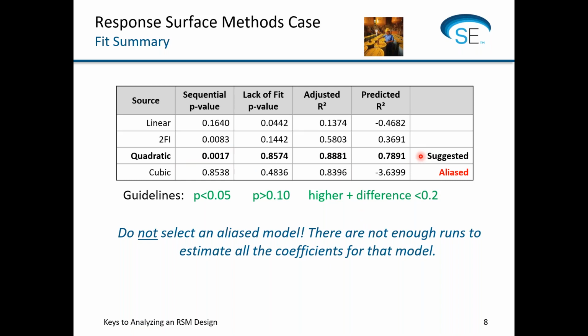The software has an algorithm that it goes through and provides a suggested model. Notice that the cubic model says it's aliased. And I have a footnote here, do not select an aliased model because there are not enough runs to estimate all the coefficients for that model. We can estimate a few of them, and so we can get some statistics, but we don't have enough runs to estimate all of them. So never select a model that says it's aliased. You can't fit it all. It would not be appropriate.